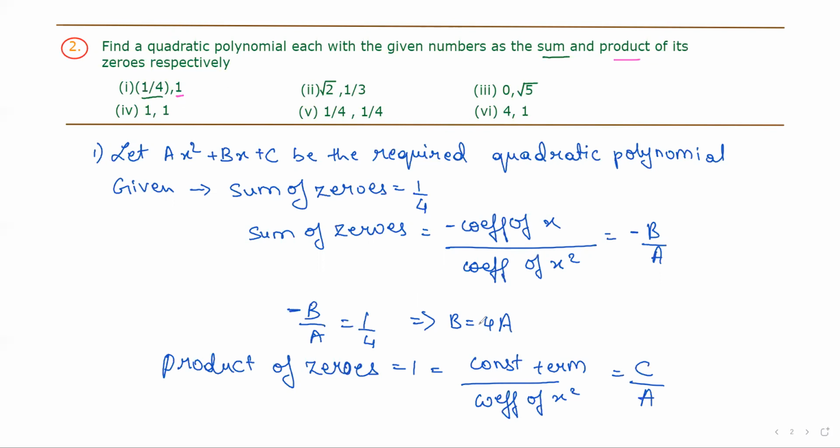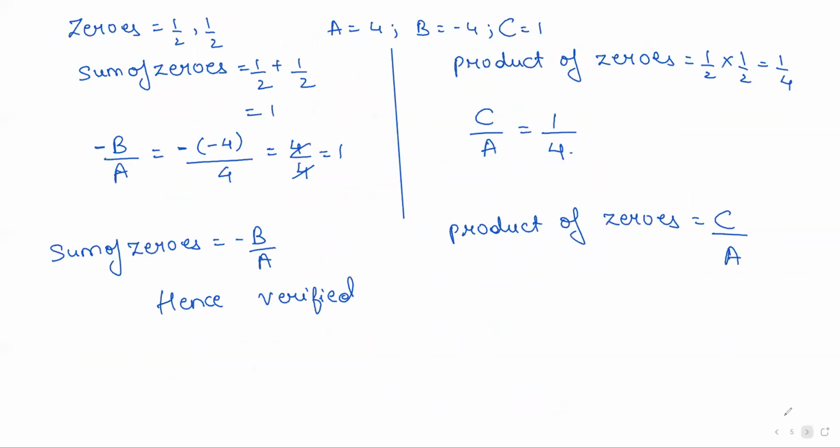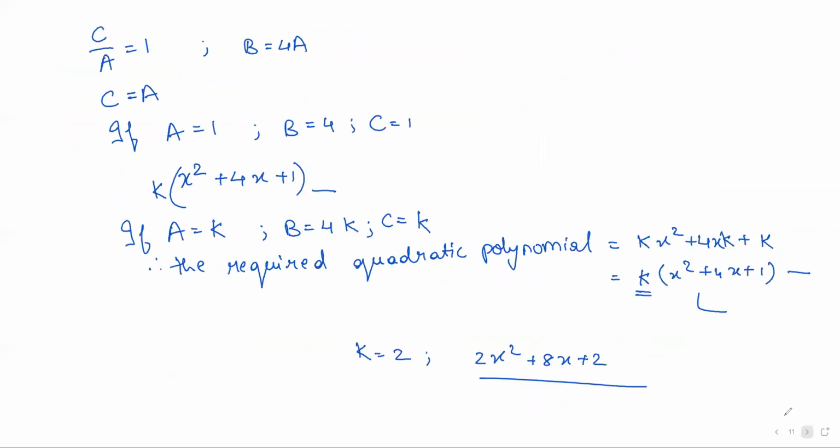Here, I should have placed minus 4. Minus b upon a is equals to 1 by 4. So, b is equals to minus 1 by 4. Therefore, b is equals to minus 4. Over here, the second term will have a minus sign. Minus 4, minus 4. The rest is the same.